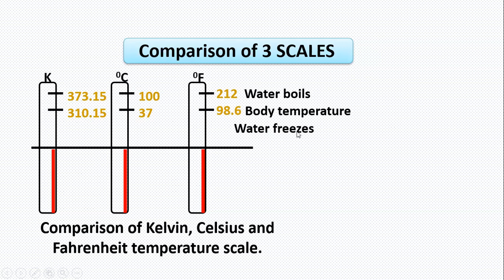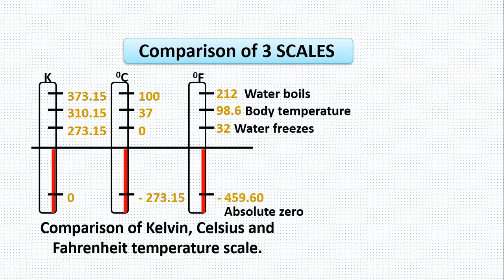Water freezes at 0 degrees Celsius. So for Celsius, it is 0 degrees Celsius. For Kelvin, it is 273.15, and for Fahrenheit it is 32 Fahrenheit. What is absolute zero temperature? Absolute zero temperature is a temperature where the reading for Kelvin is 0. For Celsius it is minus 273.15, and for Fahrenheit it is minus 459.60.